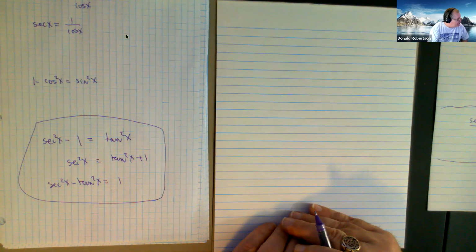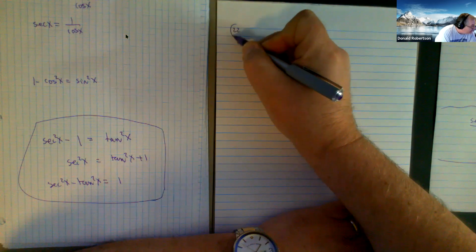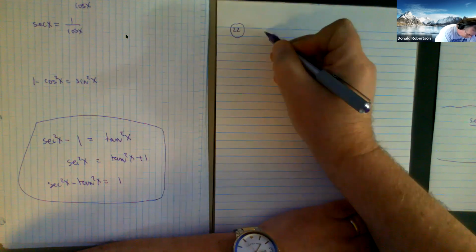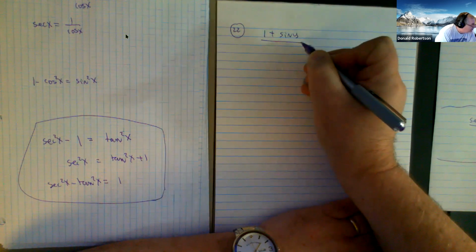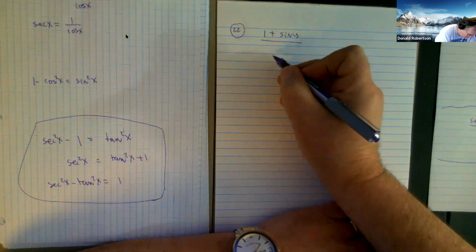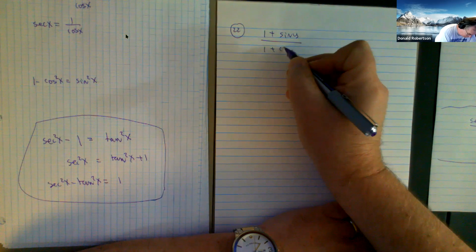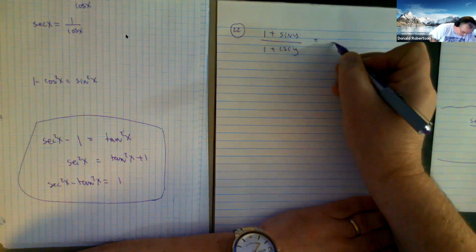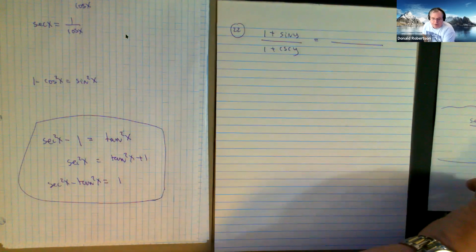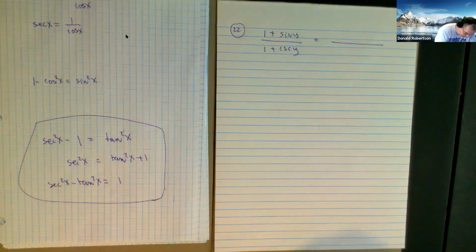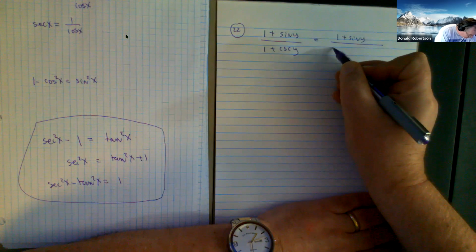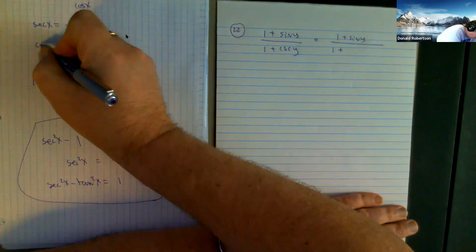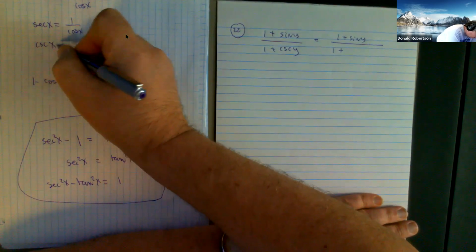Okay, how should we do this time? This one's called question 22. I have 1 plus sine y and 1 plus cosecant y. I'm going to do the turn everybody into sines and cosines. I'm going to call everything in x's here.